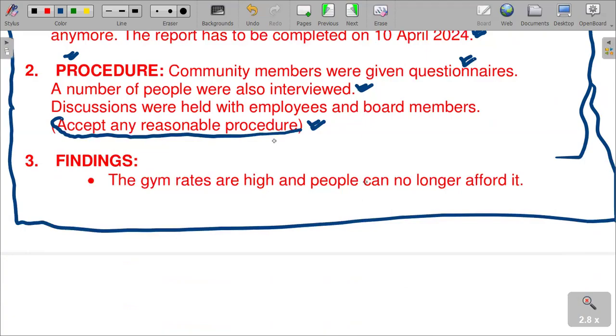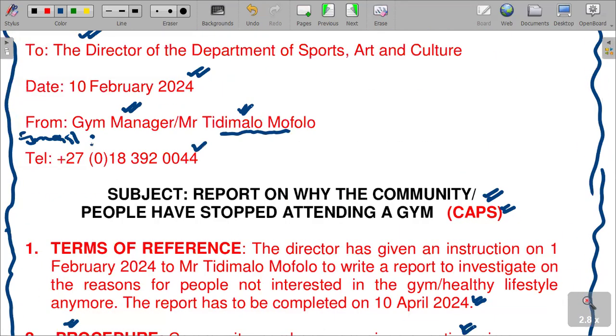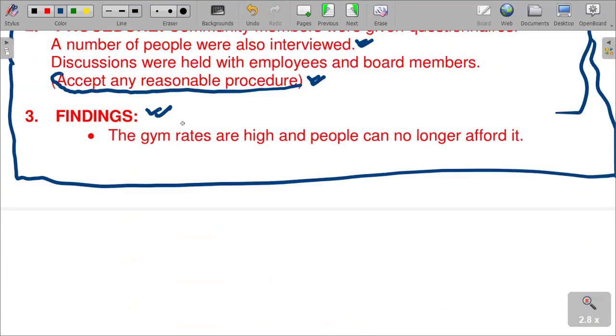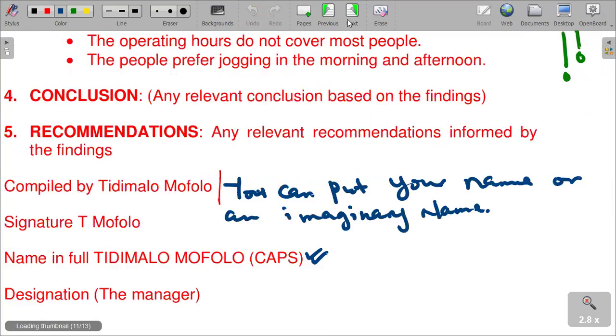And then findings. The gym rates are high and people can no longer afford it. That is why people are not coming. Remember, we are writing an investigative report. So the findings show that the rates are high and people can no longer afford it. That is the findings there. And then the operating hours do not cover most people. That is the findings again. People are no longer coming because of the operating hours. The people prefer jogging in the morning and afternoon. Therefore, they no longer come to the gym.